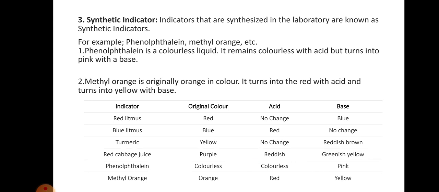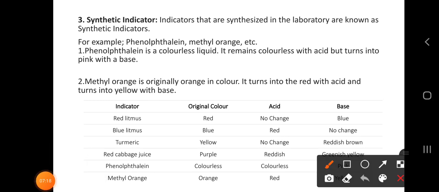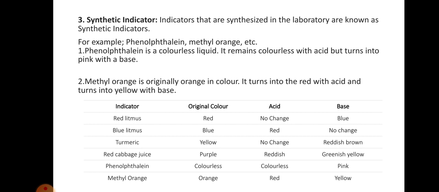Next is the methyl orange. So here, what is the original color of methyl orange? It is orange. When the substance is acid, it changes into red in color, and if the substance is a base, then it changes into yellow in color. Okay, so this is our table to remember the concept of indicators.